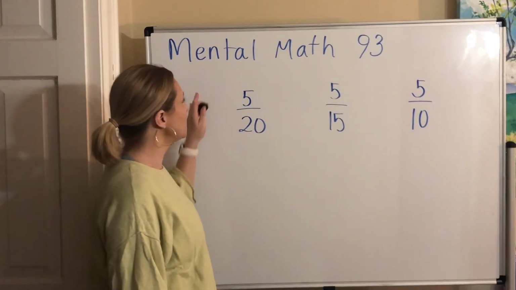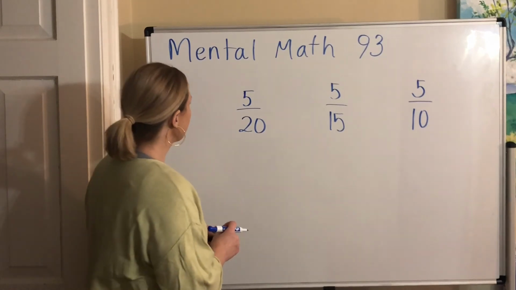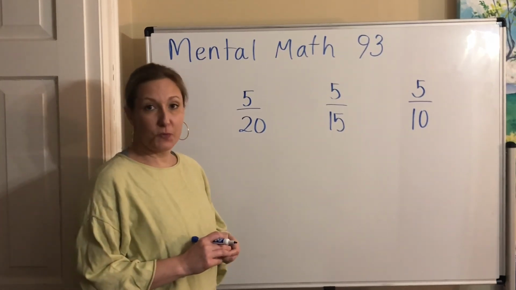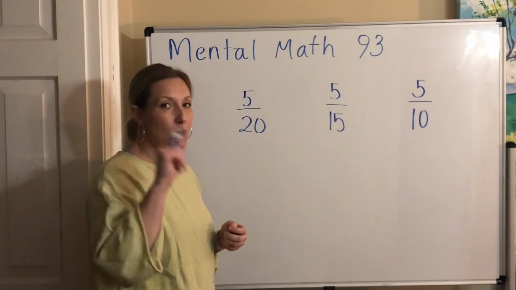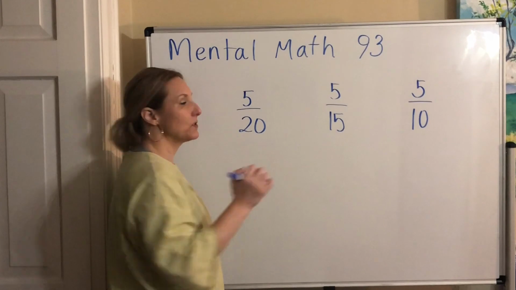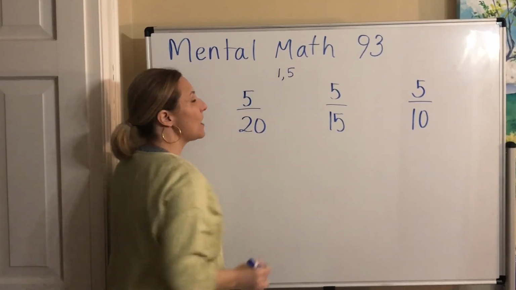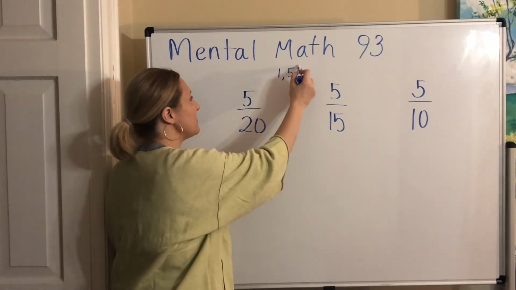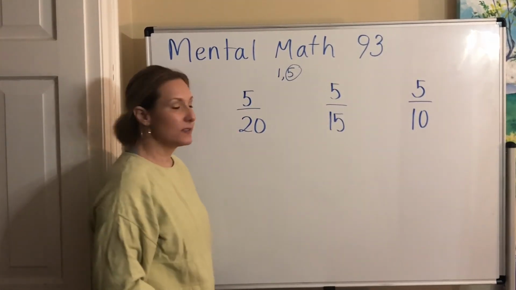Let's check your answers for Mental Math 93 that you did yesterday. All right, the first thing is to reduce. Remember, when we reduce, we go to the lowest number and factor it. Well, there are only two factors for 5, and that is 1 and 5. So 5 is going to have to be the greatest common factor for all of these fractions.